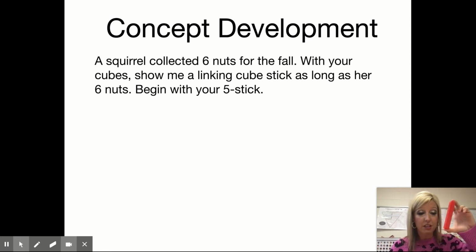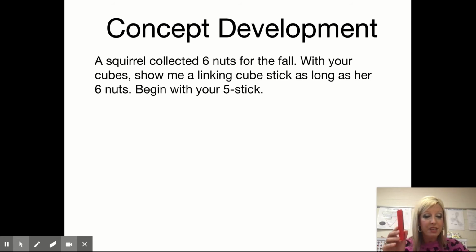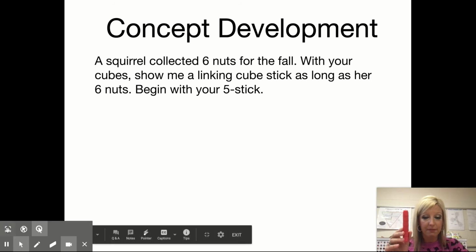Because the squirrel collected 6 nuts for the fall, and we want to model that with our linking cubes or some sort of manipulative at our home. So go ahead and get your linking cubes ready. You can pause the video while you do that.